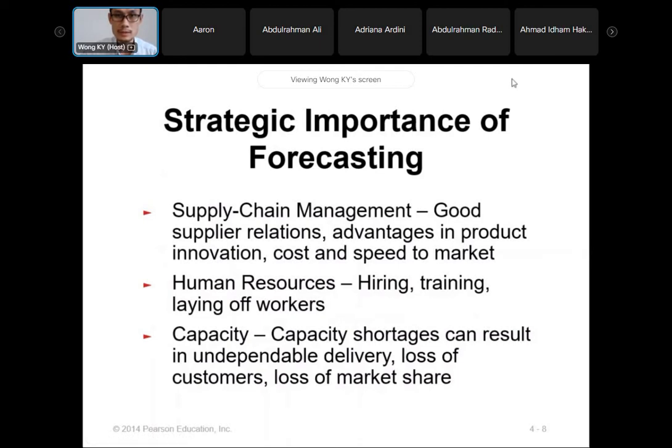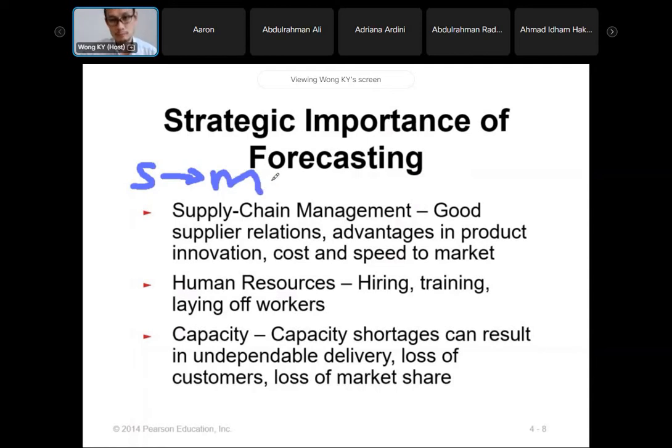So, what is the strategic importance of forecasting? It has strategic importance for supply chain management. Okay, supply chain consists of what? It consists of suppliers. The supplier will deliver the raw materials to the manufacturer.